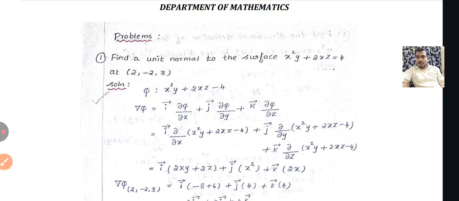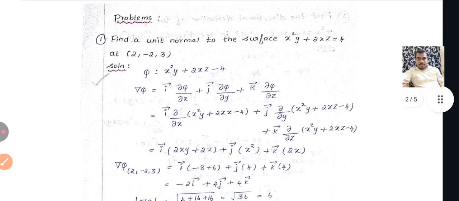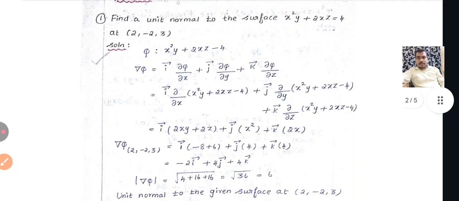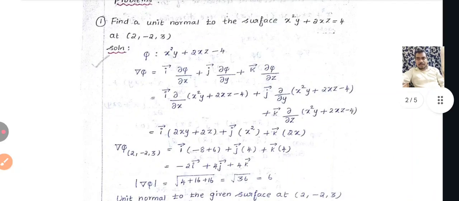Further, we will see an example problem. Find a unit normal vector to the surface x squared y plus 2xz equal to 4 at the point (2, -2, 3). The solution: phi is the given function, so phi equals x squared y plus 2xz minus 4. Let us take 4 from the right-hand side to the left-hand side, so minus 4.